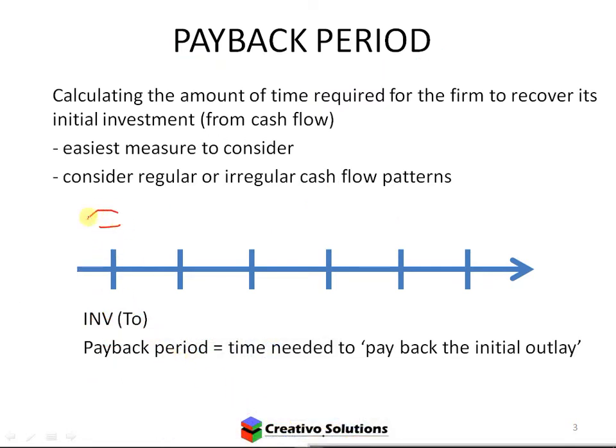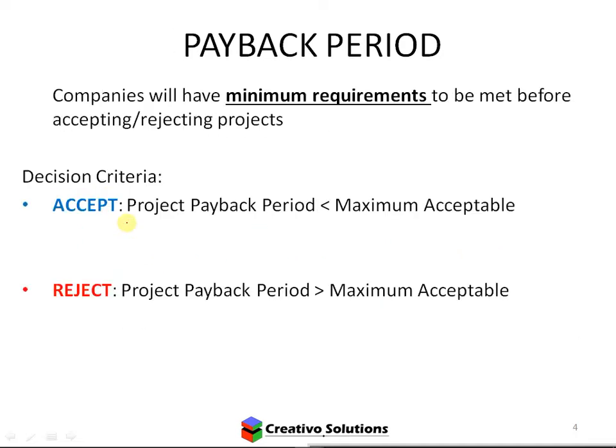You'll have a minus here, then plus, plus, plus, plus, plus, and you're looking at determining the payback period. How much time does it take me to pay back the initial investment? Right, so what's the accept and reject criteria? I accept when the payback period is less than the maximum acceptable, and I reject if it's greater than the maximum acceptable.